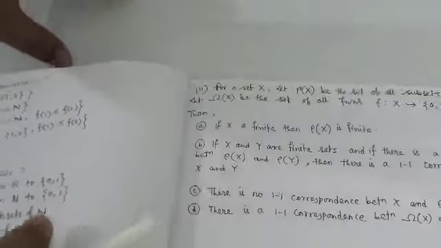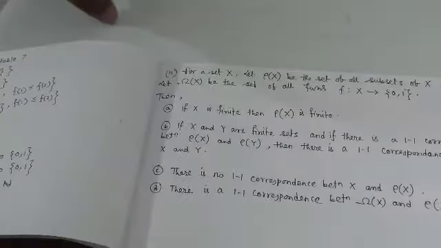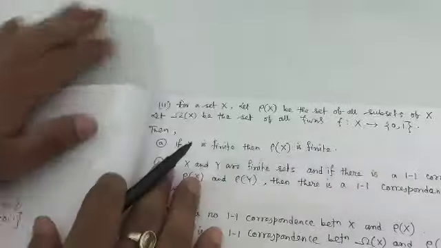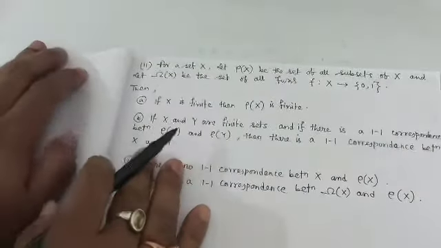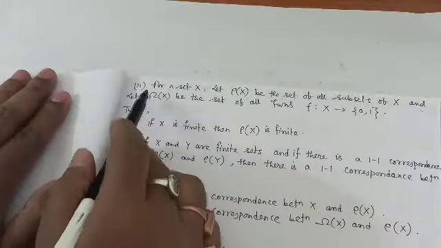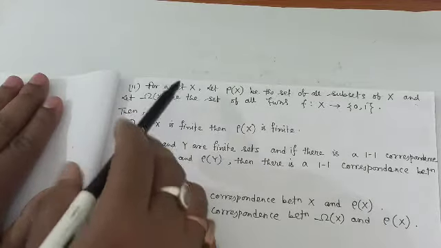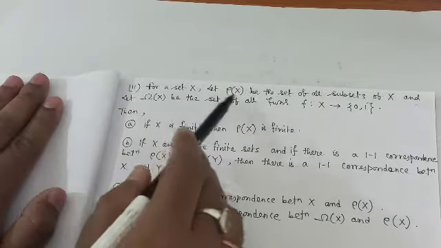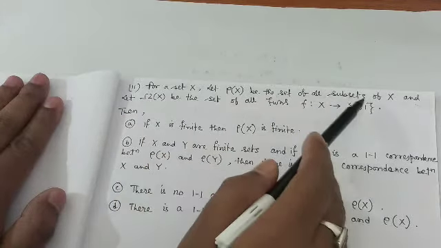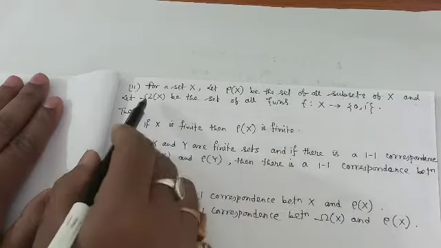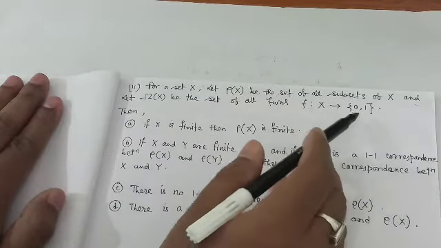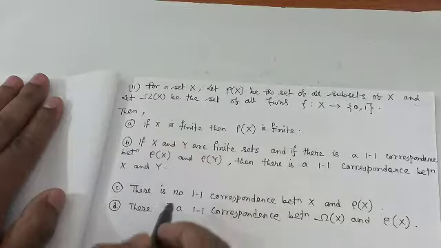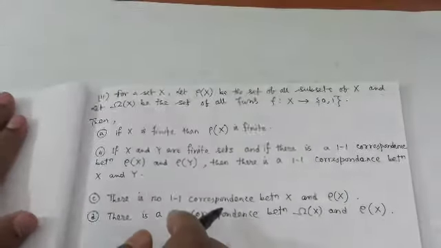Now I'm coming on to question number 11, and here in question number 11, a very big, giant-size statement is there for a set X. Let P(X) be the set of all subsets of X, and let omega X be the set of all functions, like this. And then there are all these options.